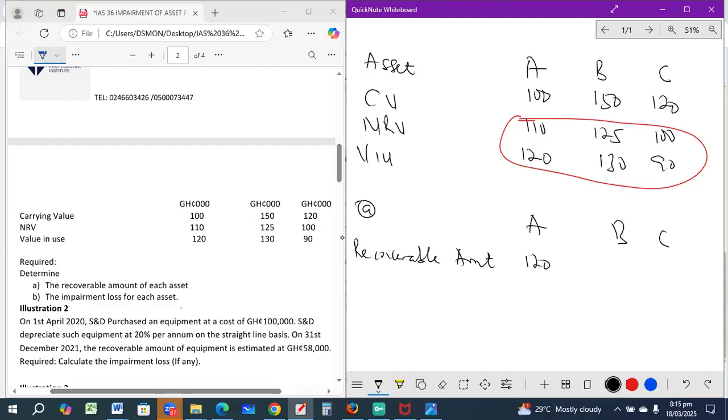No. What of number B? B will be 130. And then C will be 100.